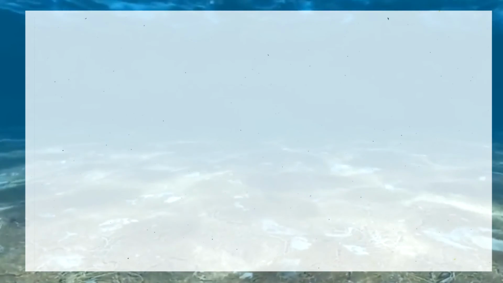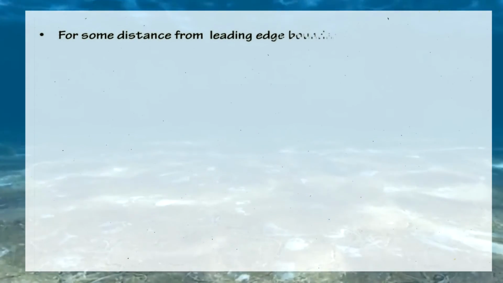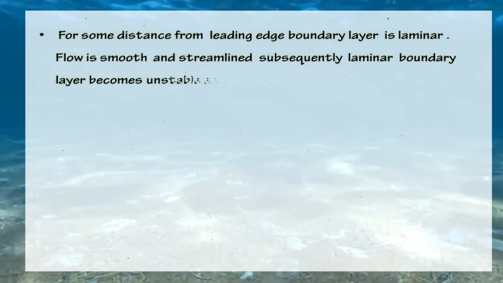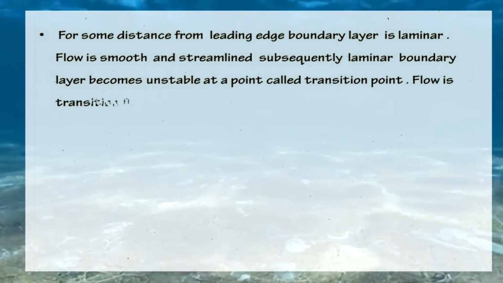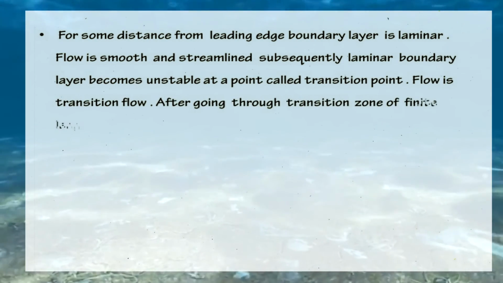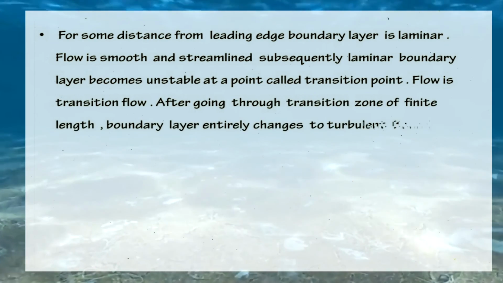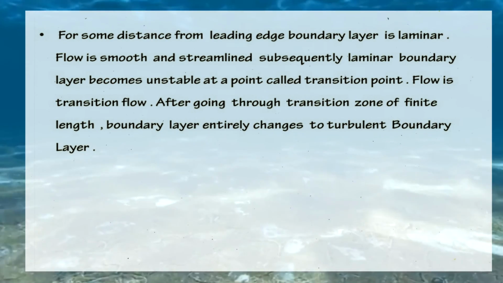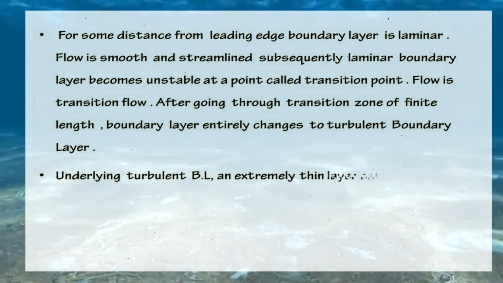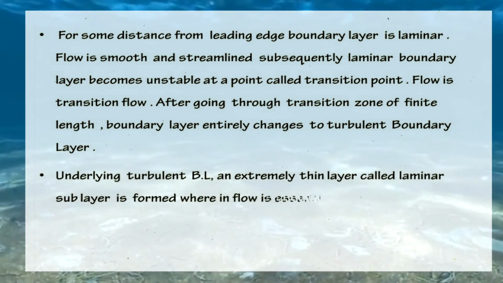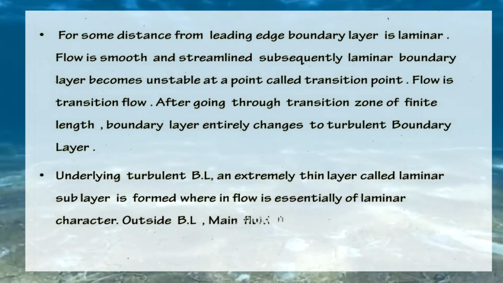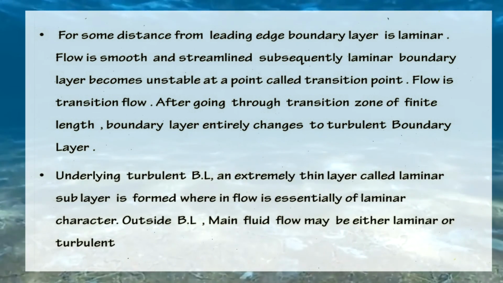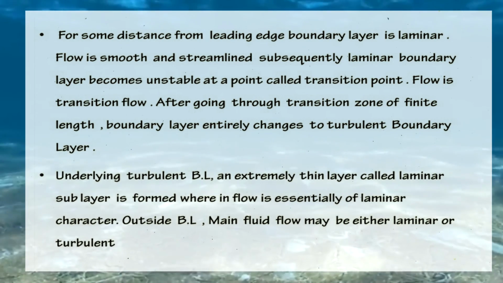For some distance from the leading edge, the boundary layer is laminar, and flow is smooth and streamlined. Subsequently, the laminar boundary layer becomes unstable from a point called the transition point. Flow is transition flow. After going through a transition zone of finite length, the boundary layer entirely changes to a turbulent boundary layer. Underlying the turbulent boundary layer, an extremely thin layer called the laminar sublayer is formed, wherein flow is essentially of laminar character. Outside the boundary layer, the main fluid flow may be either laminar or turbulent.